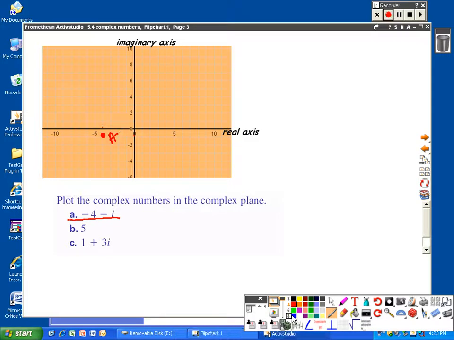If I were to graph point B, which is 5, only a real number, 5 on the real, 0 imaginary, would be right here. That would be point B. And lastly, if I were to plot point C, 1 real plus 3 imaginary, 1 real and 3 imaginary would be right here. So you can see it is easy to graph complex numbers when you do it on a complex plane.